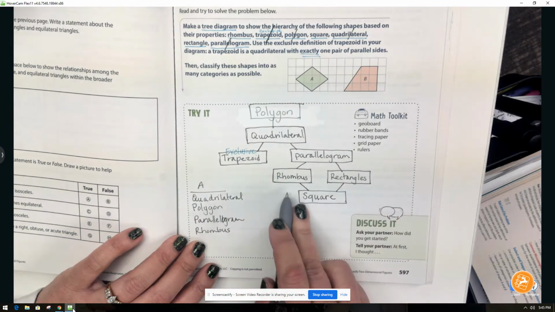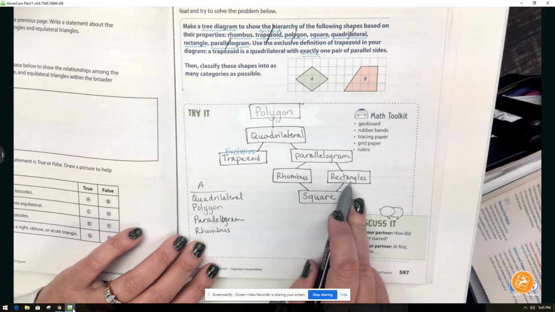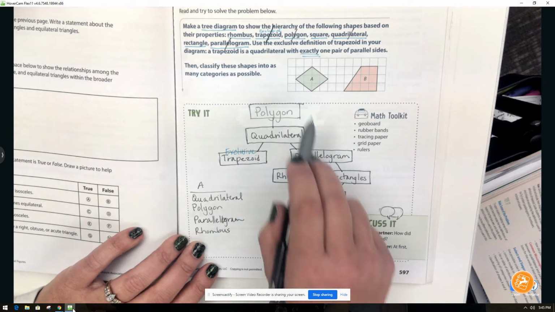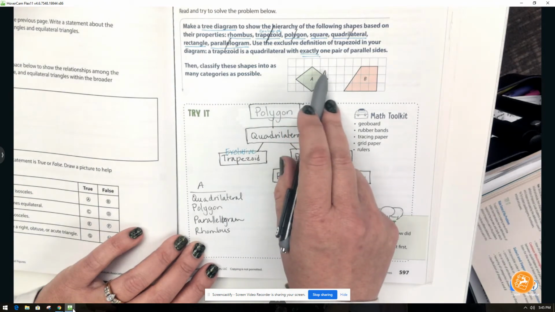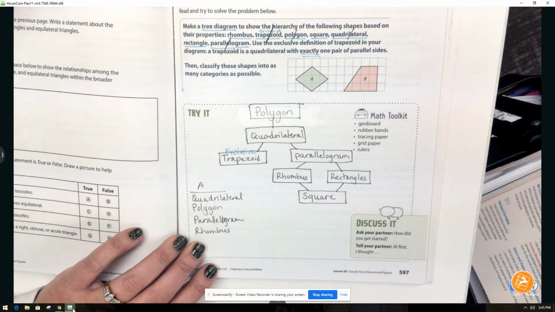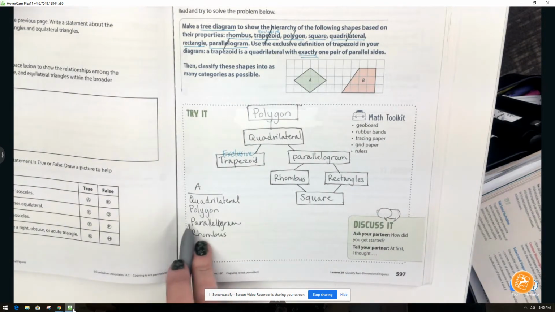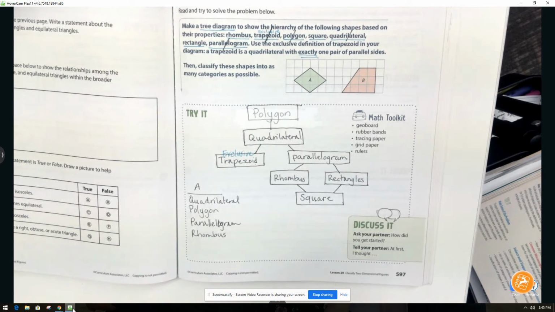Now, since it's a rhombus, can it be a rectangle as well? No. Can it be a square? Yes, but in order to be a square, it has to have what? That's right, 4 right angles. Do you see any right angles? I don't. So it cannot be classified as a square. So shape A can be a quadrilateral, a polygon, a parallelogram, and a rhombus.